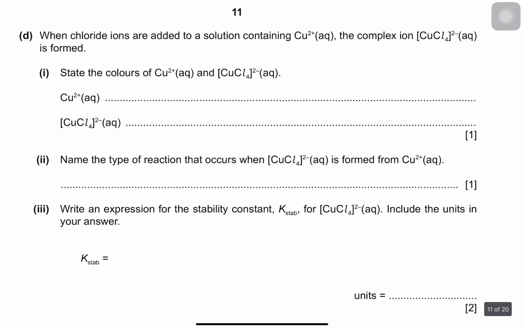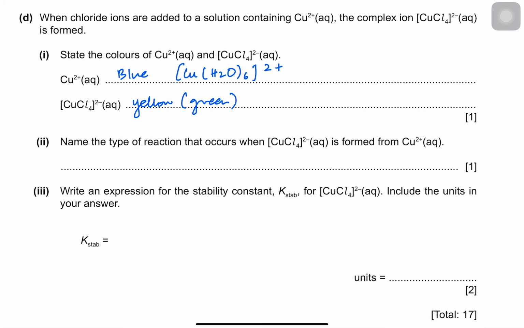When chloride ions are added to a solution containing copper 2 ions, the complex ion copper tetrachloro is formed. State the colors of copper. So this is basically blue color. We know this क्योंकि the complex is made by 6 water molecules as ligands. And tetrachloro का तो we know कि it is yellow green. Yellow लिख दो, but साथ में green लिखना है तो लिख लो. Name the type of reaction that occurs when copper chloride. So let's say ligand exchange reaction.